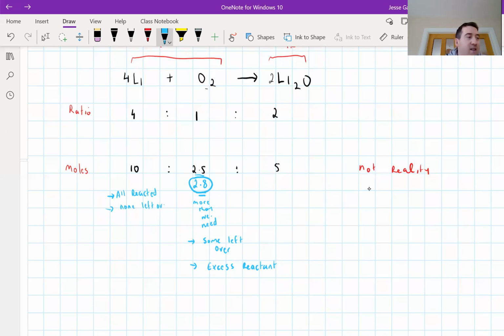And it's the fact that this has run out that has stopped the reaction. If there was more of this, it could have kept reacting with the oxygen. So it's this that has limited the reaction to stop when it did. So we can't make any more product because we ran out of lithium. This was the limiting reactant. So we call this a limiting reactant.